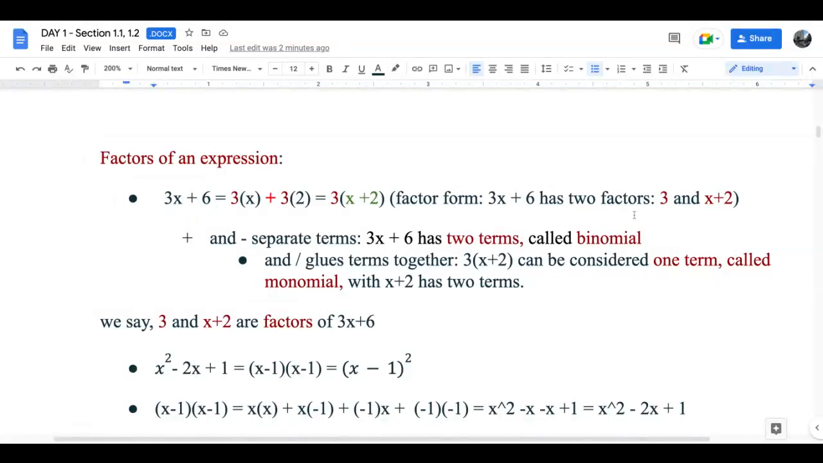So what do we see about 3 and x plus 2? So we say 3 is a factor of 3x plus 6, and x plus 2 is a factor of 3x plus 6. All right, so the expression 3x plus 6 has two factors, 3 and x plus 2. You see, x plus 2 is a binomial, two terms, but it's a factor of an expression. That's okay, right? So make sure we can understand this. An expression can be a factor of some other expressions.